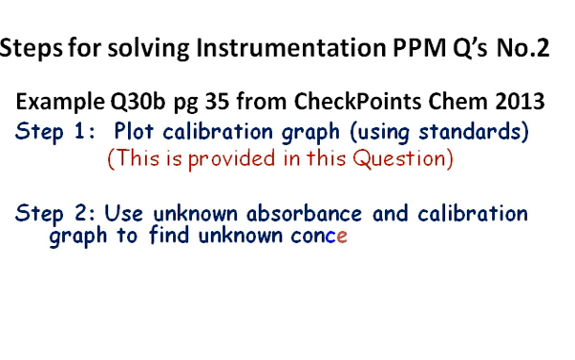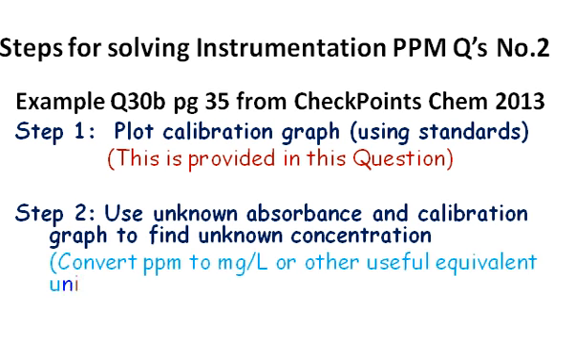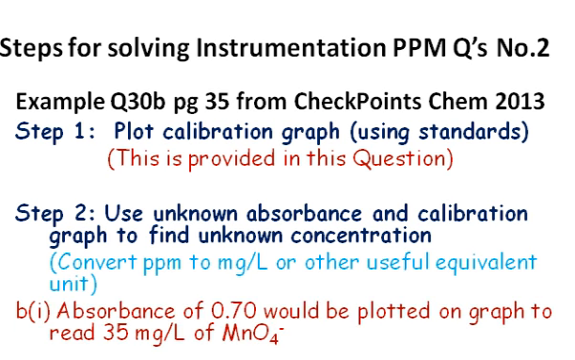The second step is to find the unknown concentration by using our absorbance that's given and then reading that off the calibration graph. And in this case, our absorbance of 0.70 would be plotted on the graph to read 35 milligrams per litre of permanganate ions.